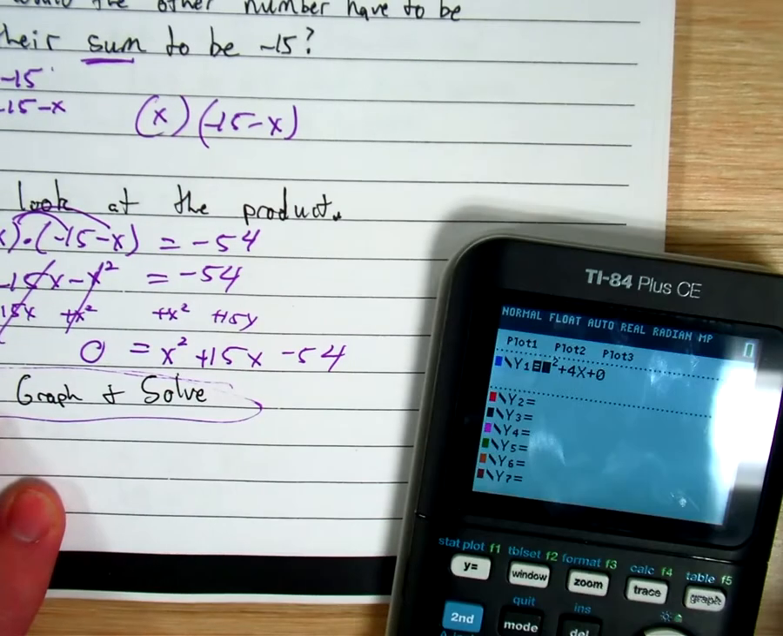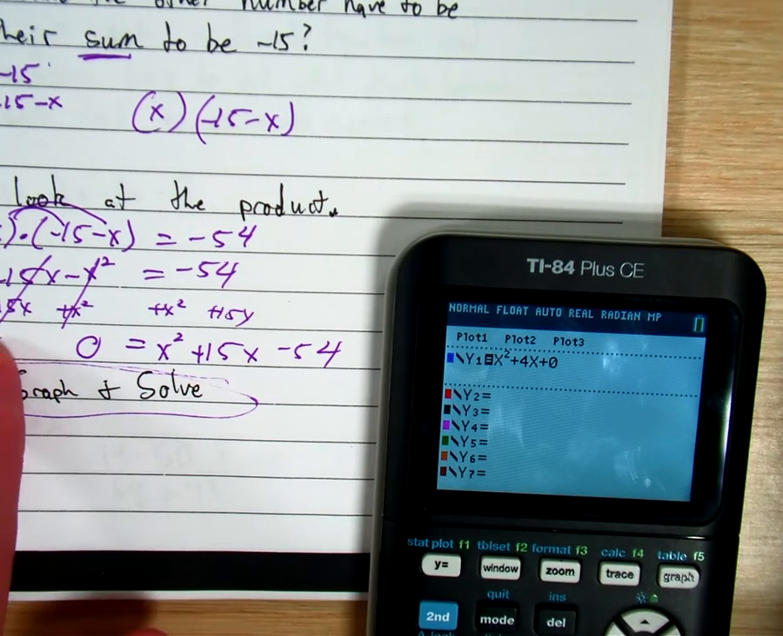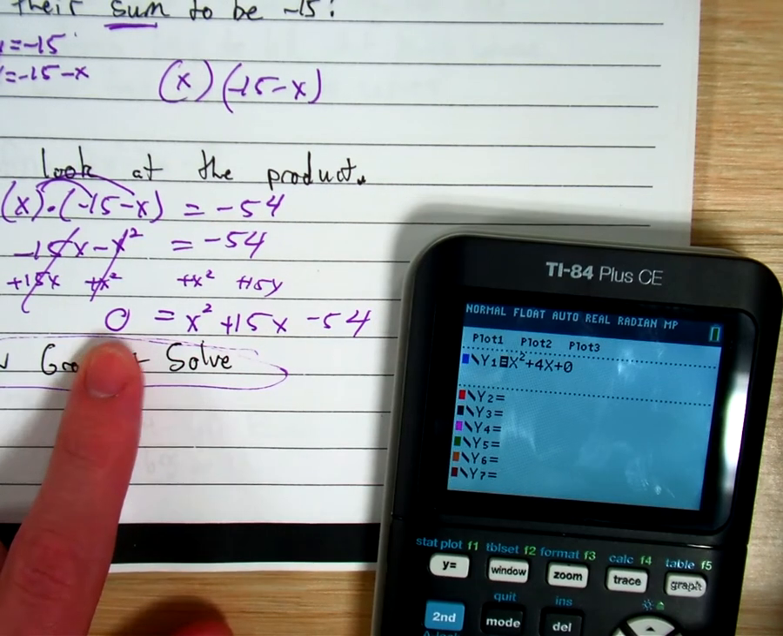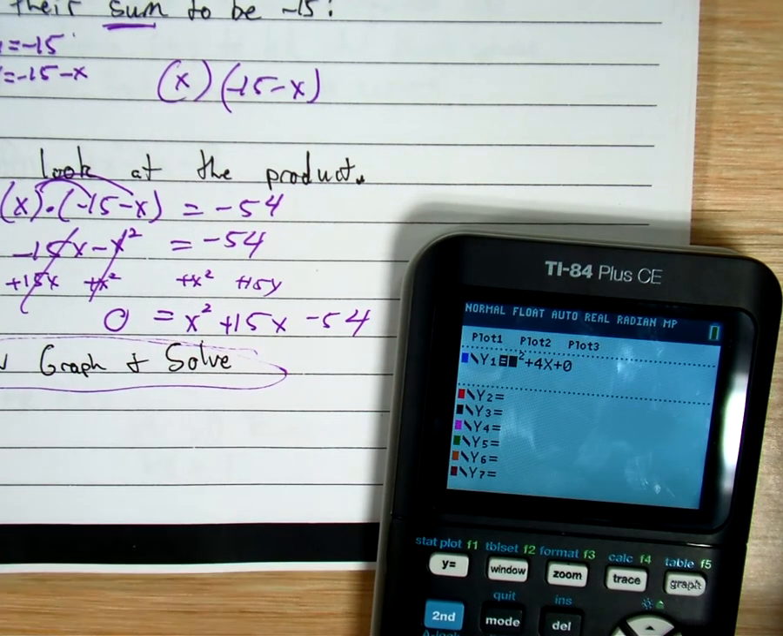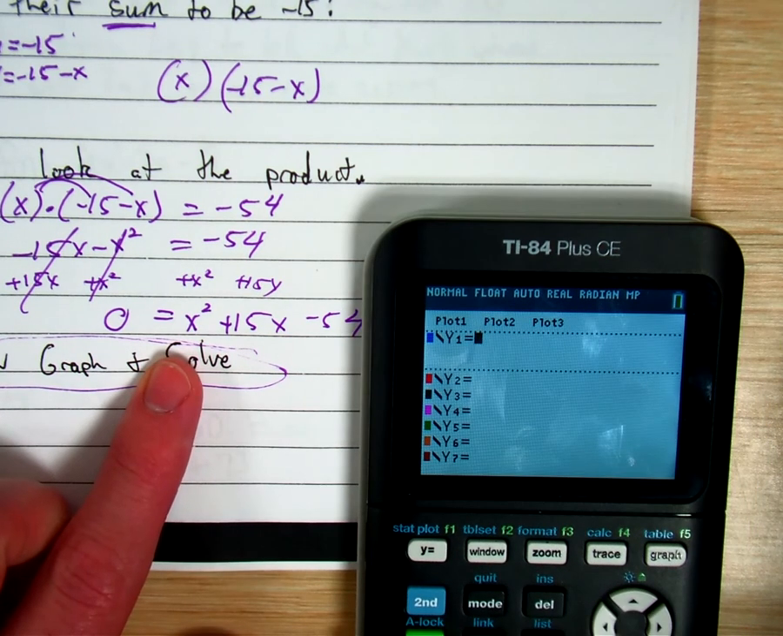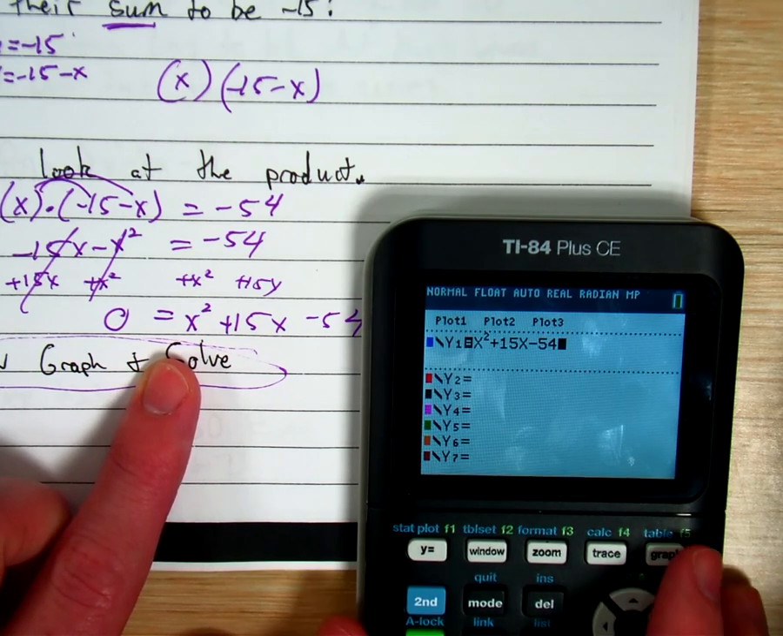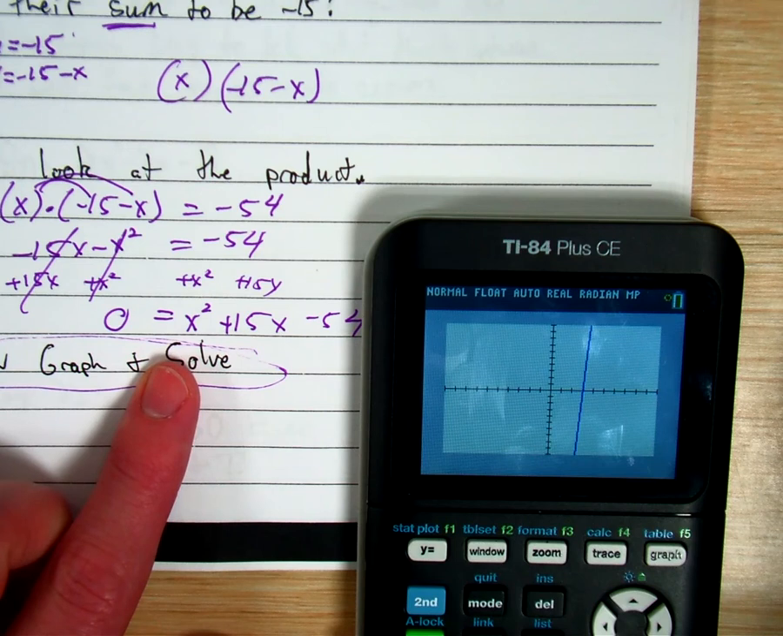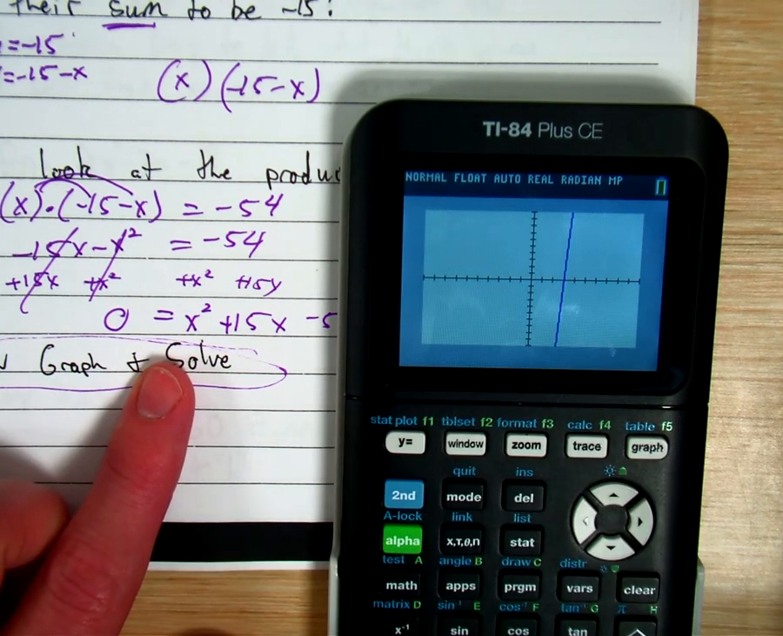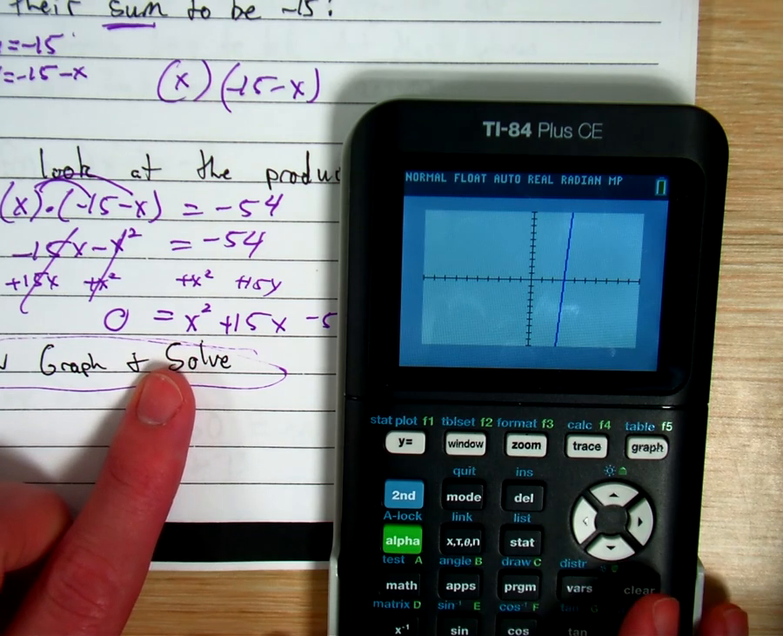Okay, now we're trying to find the zeros. See, since we added everything over, so this side is now equal to 0. So it's where does this equal 0? So let's type that in. X squared plus 15x minus 54. Graph. All right, pretty steep. Looks like 3 is going to be one answer. All right, and from having 3, we could find our other answer pretty easily.